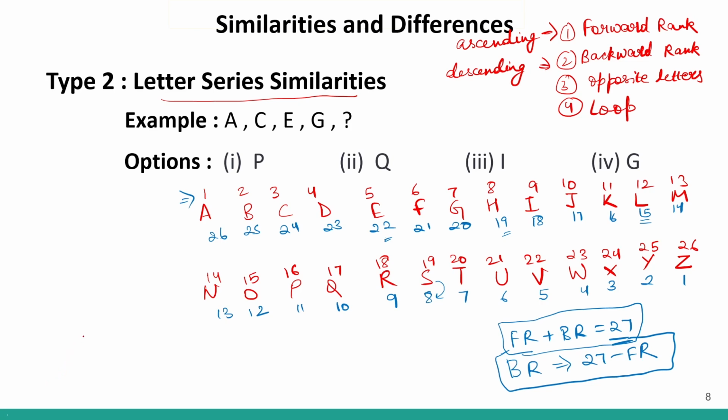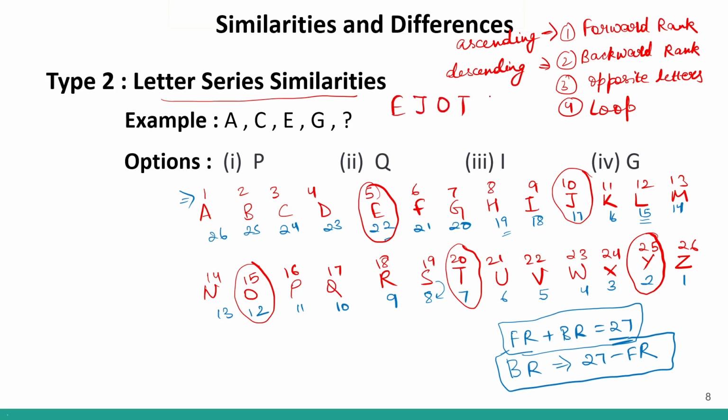Now there's a shortcut to remember the forward rank. So let us take E, J, O, T, and Y. This formula is called EJOT, and basically E is 5, J is 10, O is 15, T is 20, and Y is 25. So this is a shortcut that you can use to remember the forward ranks.